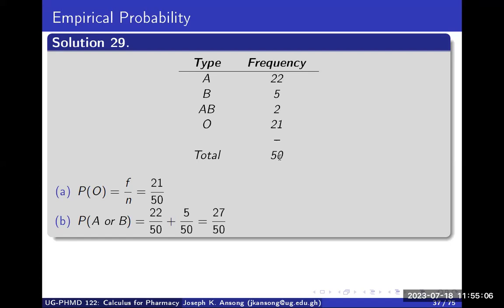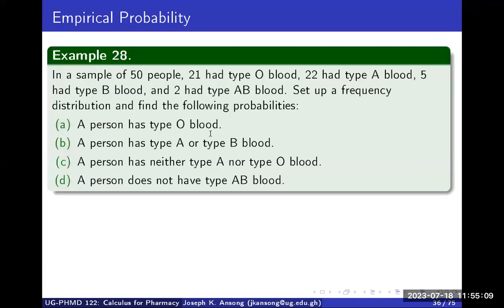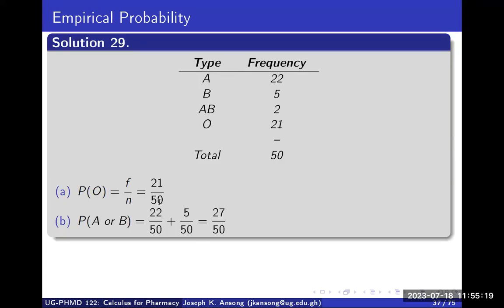Find the probability that a person has type O blood. Take the number of people who have type O and divide by the total number. That gives you 21 out of 50. The probability that the person has type A or type B will be the sum. When you see "or," it means the sum of the probabilities of those who have type A and type B. So A will be 22 over 50, type B will be 5 over 50, and that gives you 27 over 50.